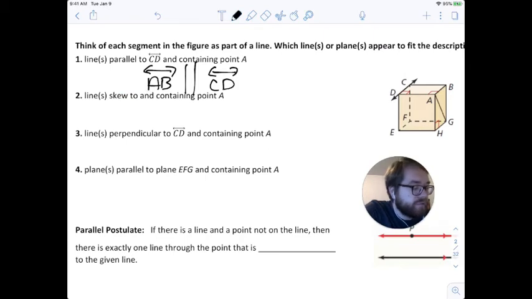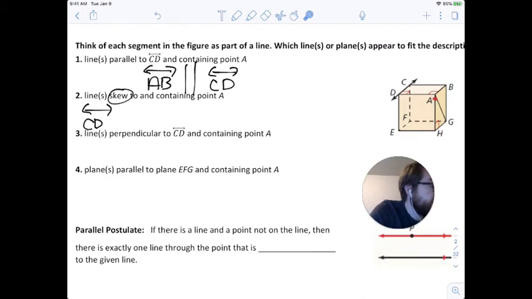But we're looking for a line that's skew to CD. Okay? It's skew to CD and contains point A. So again, we're looking at line CD and looking for a line that's skew to it. Remember, skew means it's not going to intersect, but it's also not in the same plane. So there are multiple lines that are not in the same plane as CD. But which ones are skewed to it?